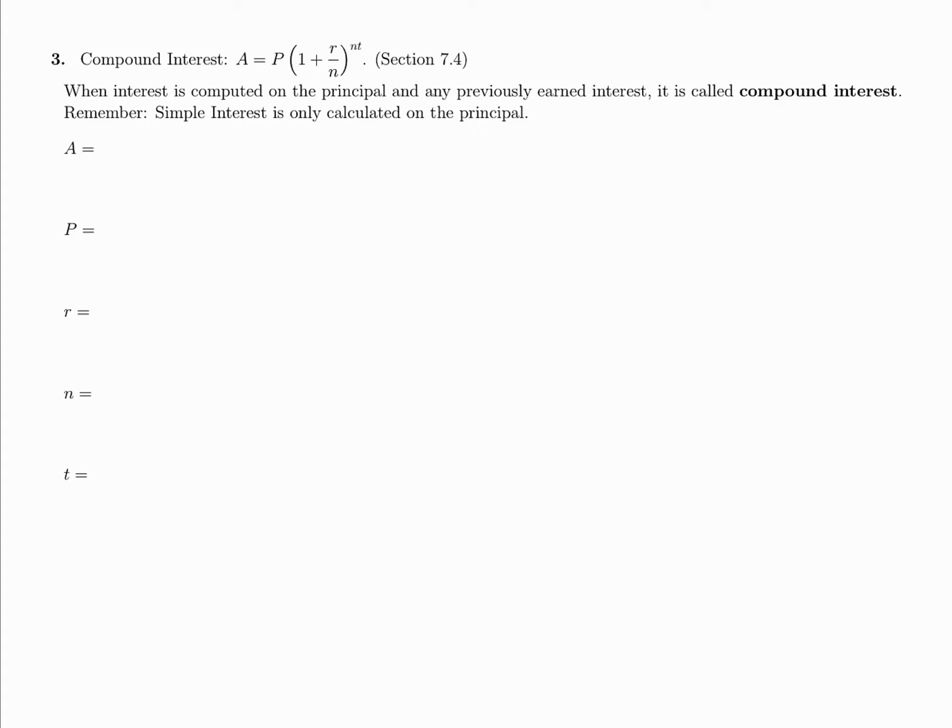Let's go through a few words and vocabulary that goes along with compound interest. Many of these you'll notice are going to be similar to what we did with simple interest. First of all, A is the future value, just like in simple interest. And just like in the simple interest, it is the principal plus the interest. It's just now we don't calculate them quite the same way.